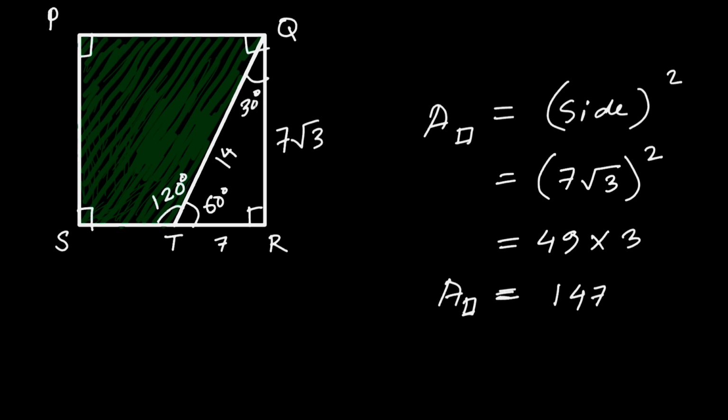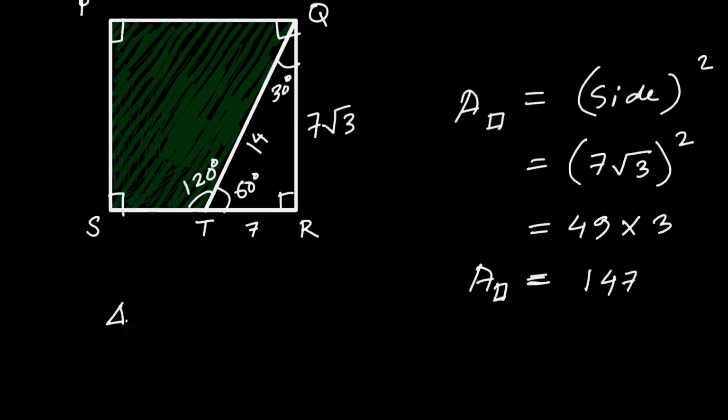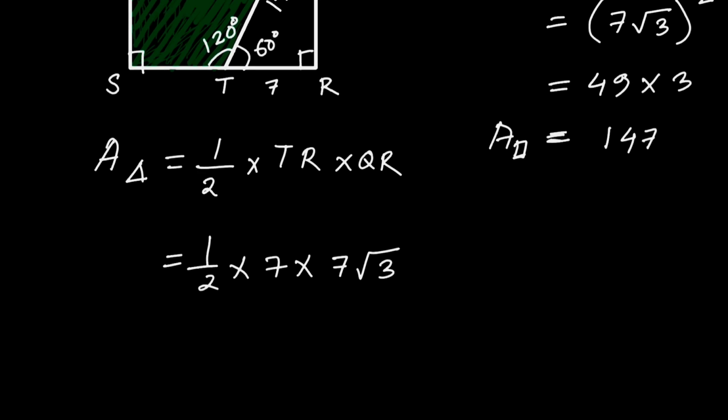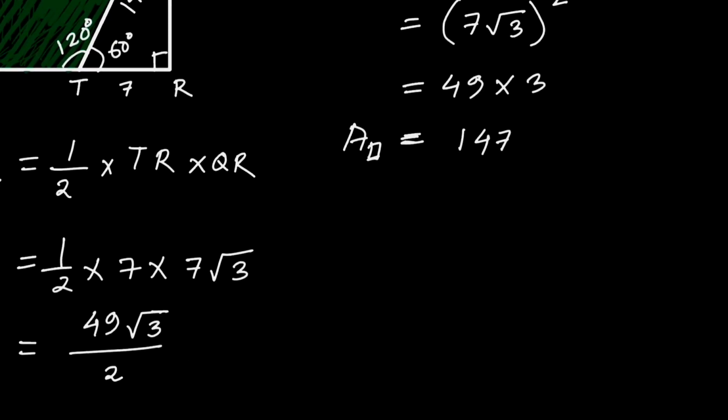Next, let's find the area of triangle QRT. The base is RT, which equals 7, and the height is QR, which equals 7 square root of 3. Using the triangle area formula, 1/2 multiplied by base multiplied by height, we get 1/2 multiplied by 7 multiplied by 7 square root of 3. Multiplying 7 by 7 gives 49, so the area of triangle QRT becomes 49 square root of 3 divided by 2. Now we have everything we need.